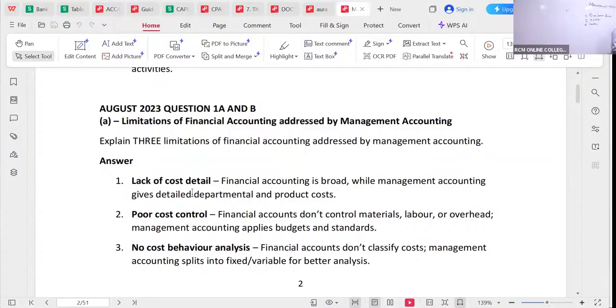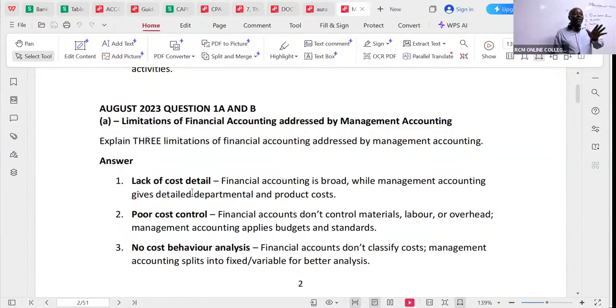Financial accounts doesn't control material, labor, or overhead. Management accounting applies budgets and standards. If you remember very well, we covered the concept of cost behavior. Do you remember the behavioral classification? In this case, we are able to classify our costs into variable and fixed.